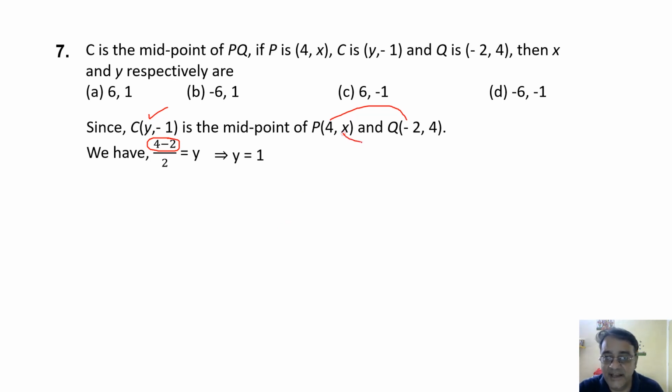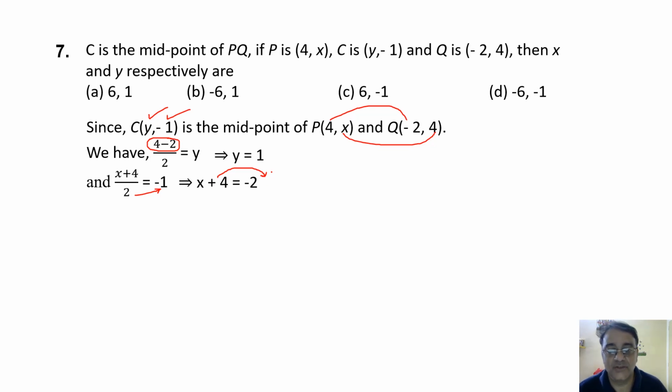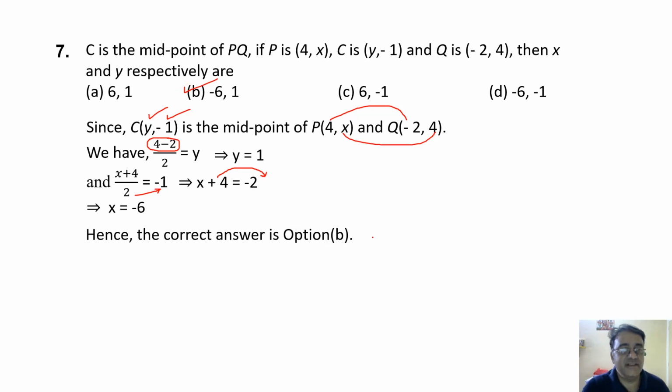Next one, (x plus 4) by 2 is equals to minus 1. So again do cross multiplication. So we'll get x plus 4 is equals to minus 2. Shift 4 to this side. It will become minus 4. So what is the answer? Minus 6. Minus 6. Very good. So which option is the correct one? Option B. Option B, right. So this is the 7th question. Now we are moving toward question number 8.